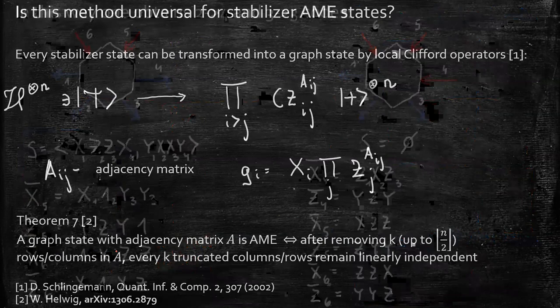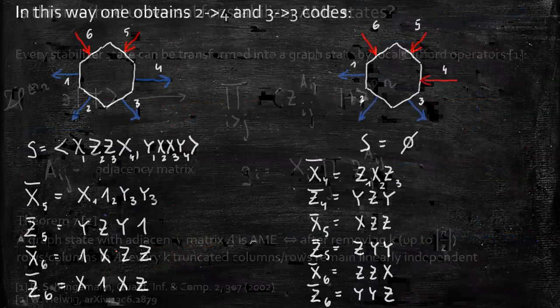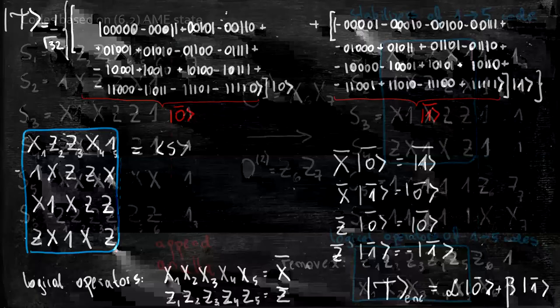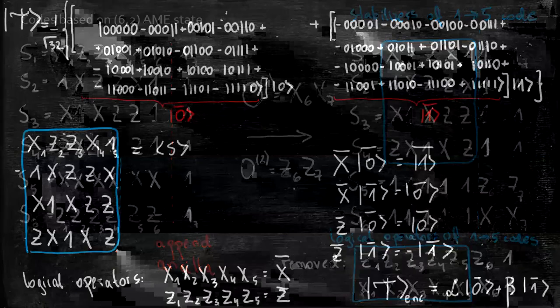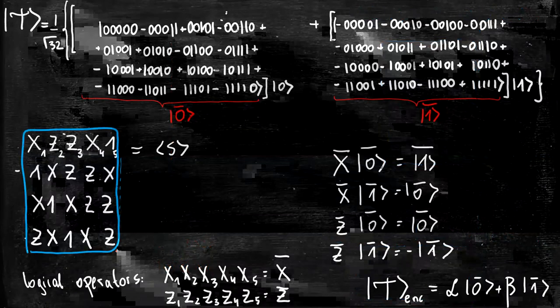This code is just the 5 qubits that are left. Yes, the code is the 5 qubits that are left. Yes, and this we can really skip.